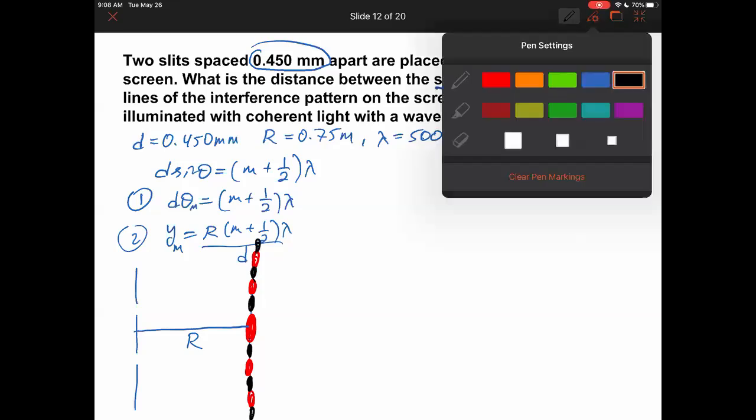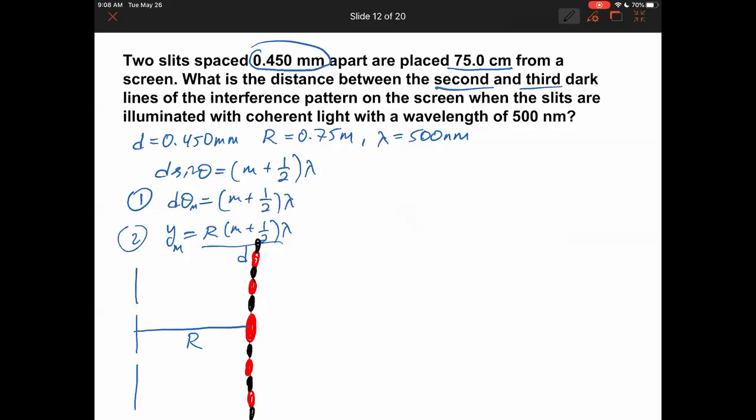Remember, dark fringes don't have a central one. That means the first dark fringe above the central one is actually m equals 0. The first dark fringe below the central one is also m equals 0. This is for dark fringes. Then the second one is m equals 1, the third one m equals 2, and then here m equals negative 1, m equals negative 2. So when m equals 2 for a dark fringe, it's technically the first, second, and third dark fringe. That means m equals 2 is the third dark fringe, so you have to be careful.